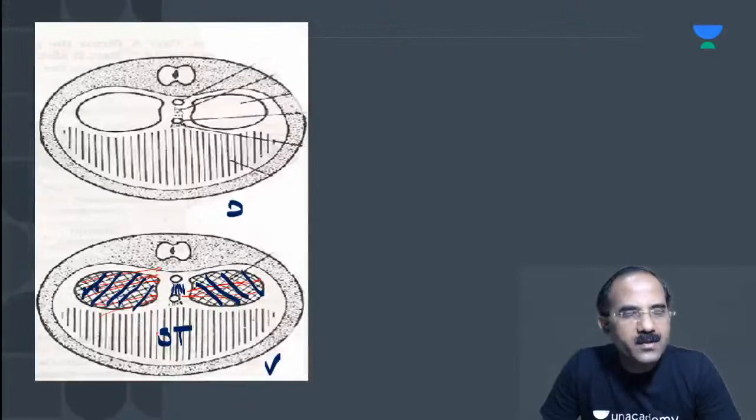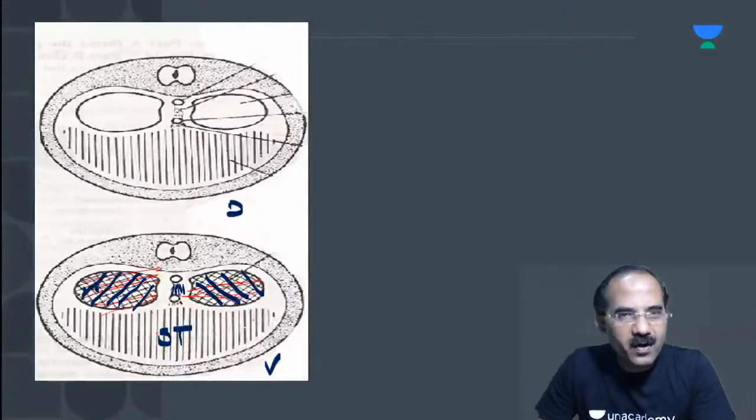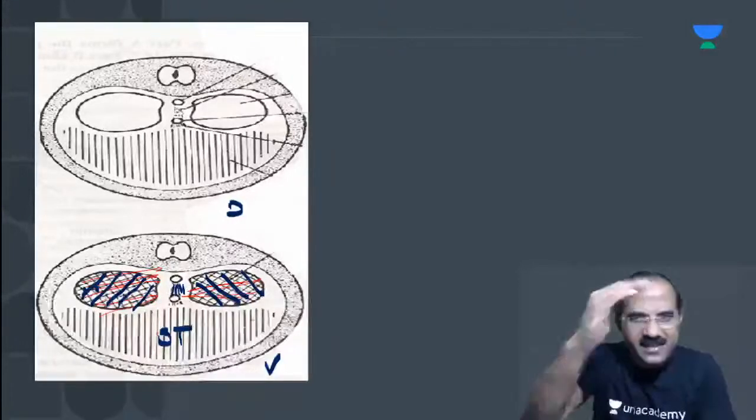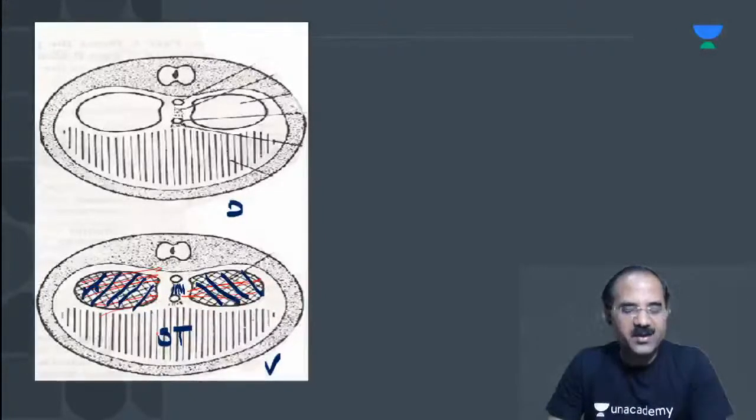Anything like columns of Morgagni? Guess. Anywhere else is the columns of Morgagni. So this Morgagni is a very important term. Columns of Morgagni. Yes, anyone? I'm waiting.